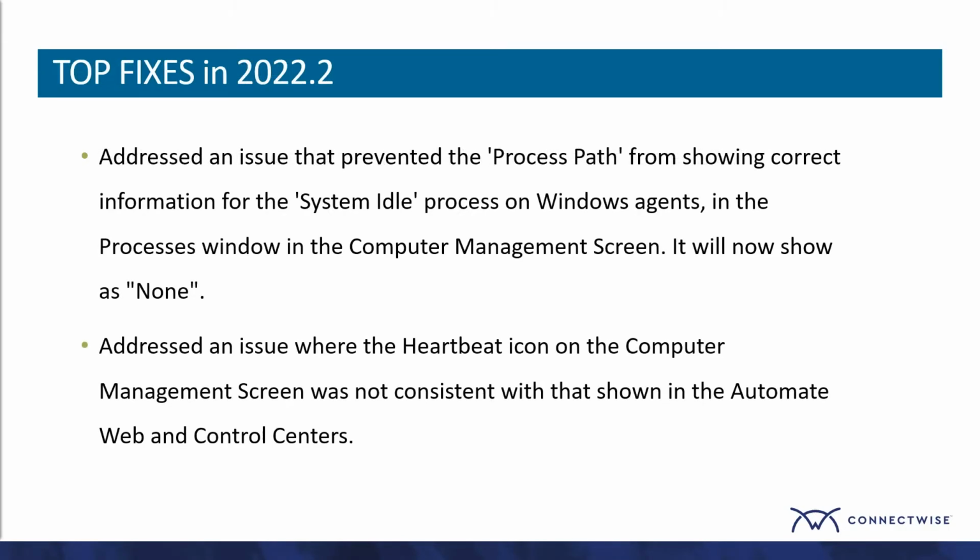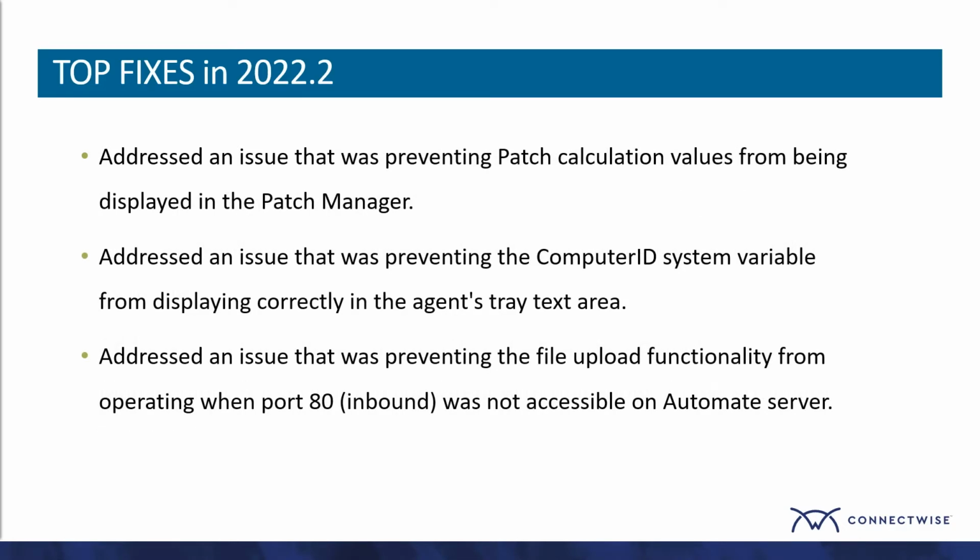Some of the biggest fixes in this release. An issue was fixed around the process path for the system idle process on the computer management screen. It has been fixed so that path will now display none. Another issue has been addressed around the heartbeat icon on the computer management screen. In the past, it was not being consistent with what was shown in the Automate web and control centers. That's been addressed. A patch calculation value problem was fixed, as well as an improper computer ID that might be showing on the agent's tray text area.